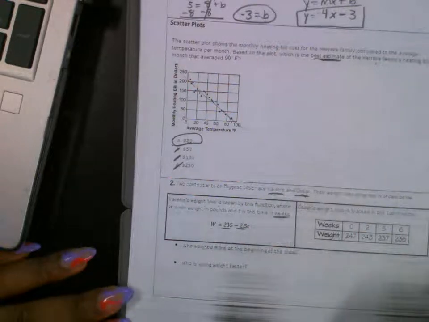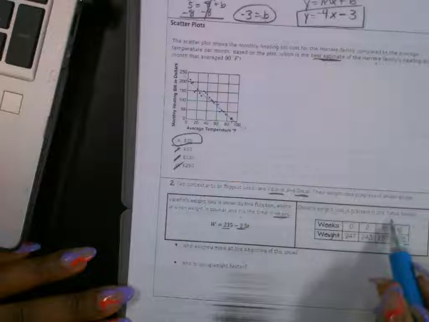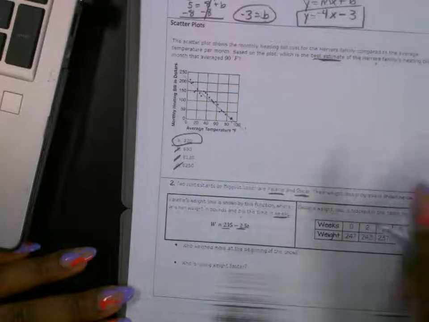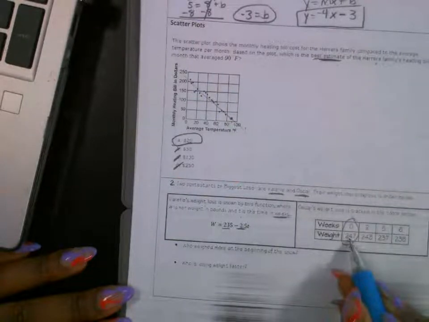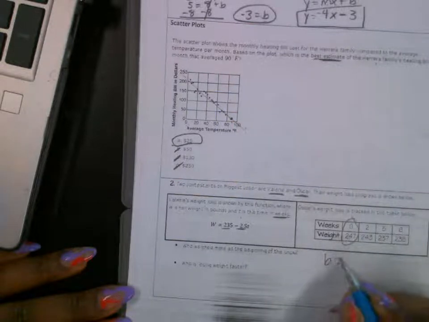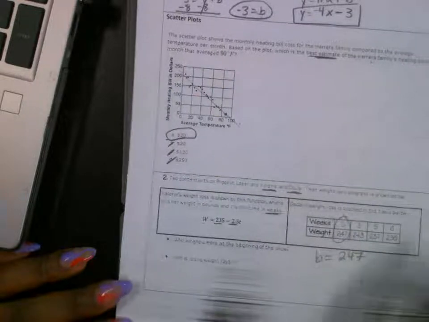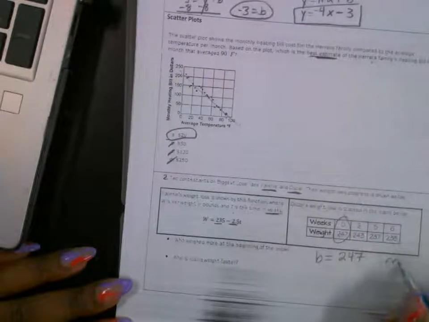So this is Oscar. Oscar's weight loss is tracked by a table below. Look at what his starting weight is. My B here is 247. And let's figure out what the M is.